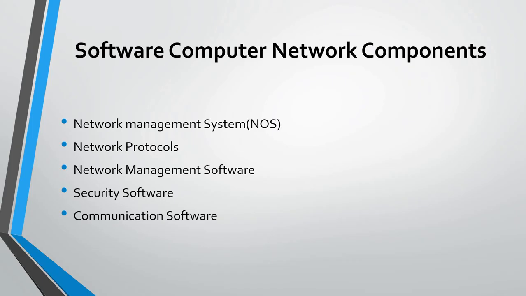Next comes the security software. It protects the network from unauthorized access and attacks. Examples are firewalls, antivirus, intrusion detection and prevention systems. The final one is communication software. It allows real-time communication over the networks. Examples of applications are email clients, chat systems, and many VoIP apps like Zoom, Teams, and Skype. These are all the software components which can be used in computer networks.